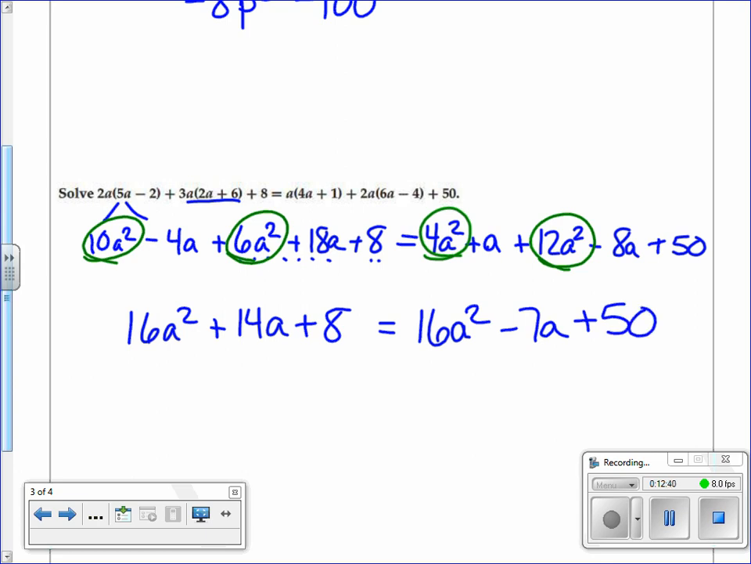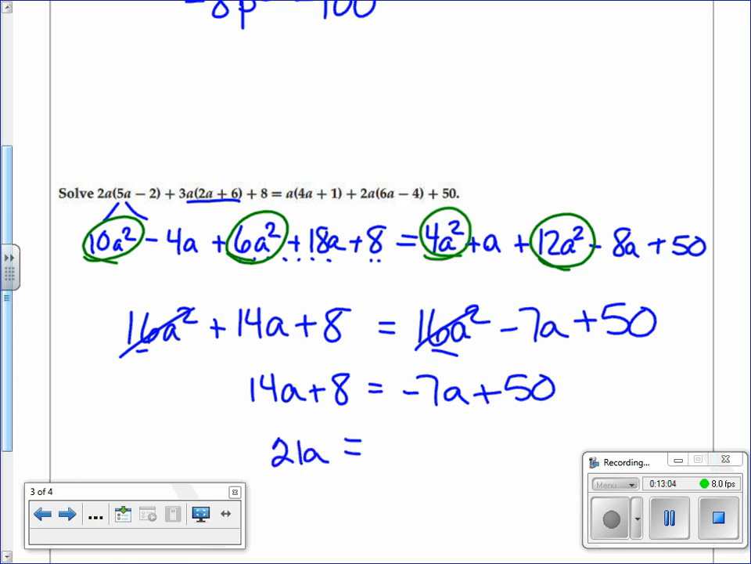Let's go ahead and start solving. I have positive 16a squared on both sides. If I subtract one, they're going to cancel each other out. So I'm left with 14a plus 8 equals negative 7a plus 50. Just plain old algebra, plain old simple canceling and moving around. Add 7a, I get 21a equals, I subtract 8, I get 42. And a equals 2.